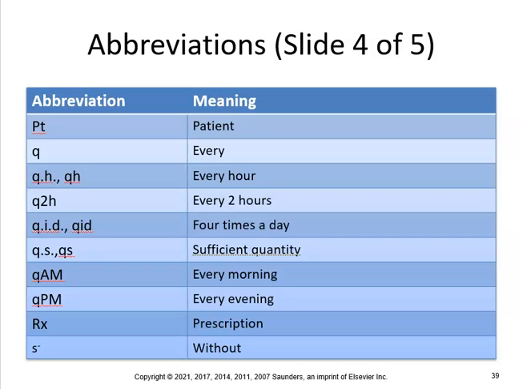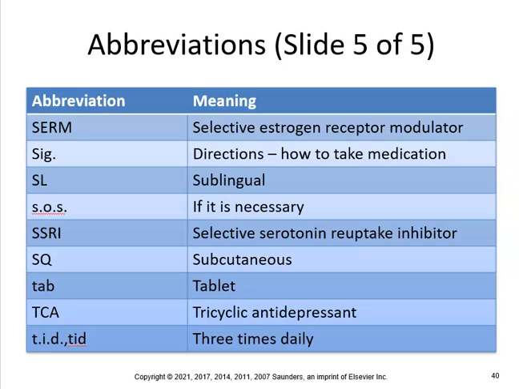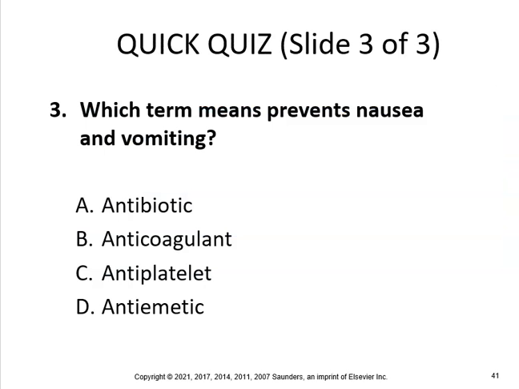PT, patient. Q, every. QH, every hour. Q2H, every 2 hours. QID, 4 times a day. QS, sufficient quantity. QAM, every morning. QPM, every evening. RX, prescription. S, without. SERM, selective estrogen receptor modulator. SL, sublingual. SOS, if it is necessary. SSRI, selective serotonin reuptake inhibitor. SQ, subcutaneous. TAB is tablet. TCA, tricyclic antidepressant. TID, 3 times a day.